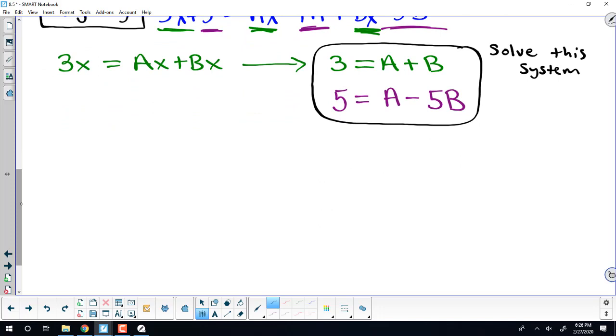But if we just subtract these two equations from each other, the A's will go away and we can solve for B. So if I take equation 1 and subtract off equation 2, I have 3 minus 5, A minus A, and B minus 5B. Does that make sense? It might have been a while since we've solved systems of equations, but we can totally subtract these two things. So 6B is negative 2, which means B is negative 1/3.